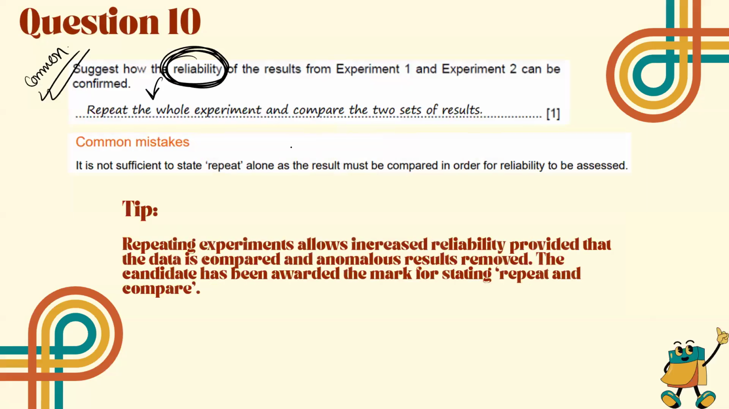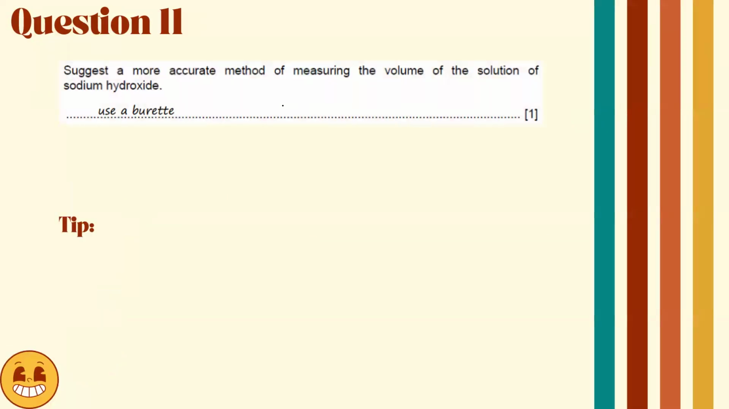Common mistakes. It is not sufficient to state repeat alone. Repeating alone will not work, so you have to tell the whole thing. Repeating experiments allows increased reliability provided that the data is compared and anomalous results removed. The candidate has been awarded the marks for stating repeat and compare. So you have to write both, repeat and compare. Only repeating won't work.